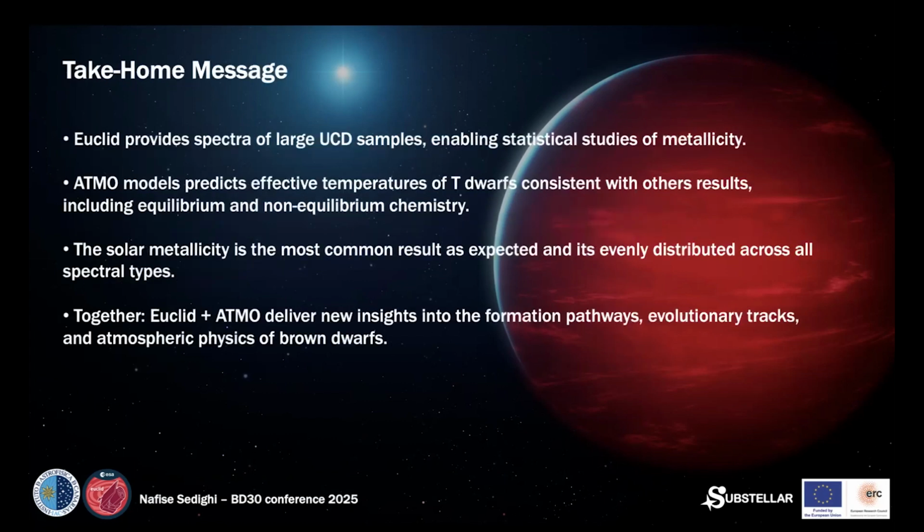So the take-home messages I can say are that Euclid works well for identifying substellar objects, and ATMO predicts the T dwarf effective temperature, gravity, and metallicity well.